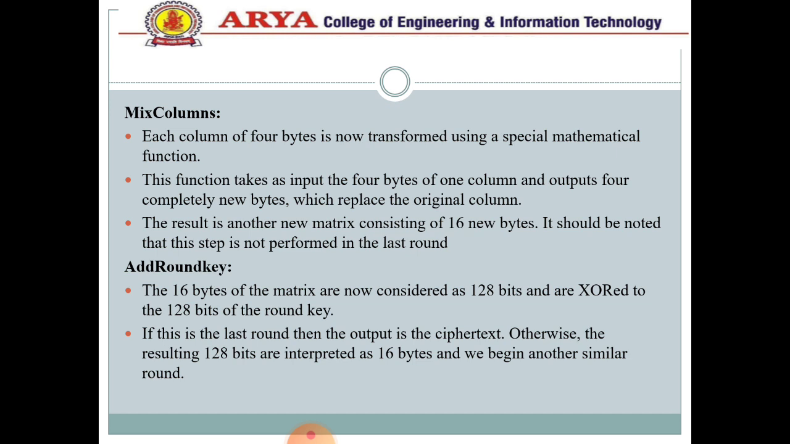The add round key. In this step, the 16 bytes of the matrix are now considered as 128 bits and are XORed with the 128 bits of the round key. If this is the last round, then the output is the ciphertext. Otherwise, the resulting 128 bits are interpreted as 16 bytes and we begin another similar round.